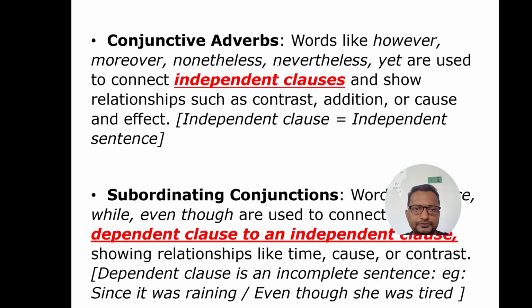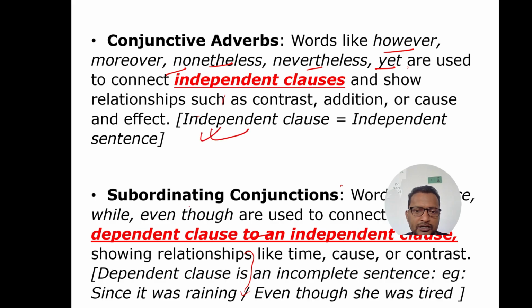Now let's go to the rules of using conjunctive adverbs and subordinating conjunctions. You don't need to go over the definitions again, right? Conjunctive adverbs are words like however, moreover, nonetheless, nevertheless, yet. Subordinating conjunctions are words like since, while, even though. Conjunctive adverbs are used to show contrast, addition, cause or effect. Generally they come with an independent clause. An independent clause is a sentence that is already complete, right?